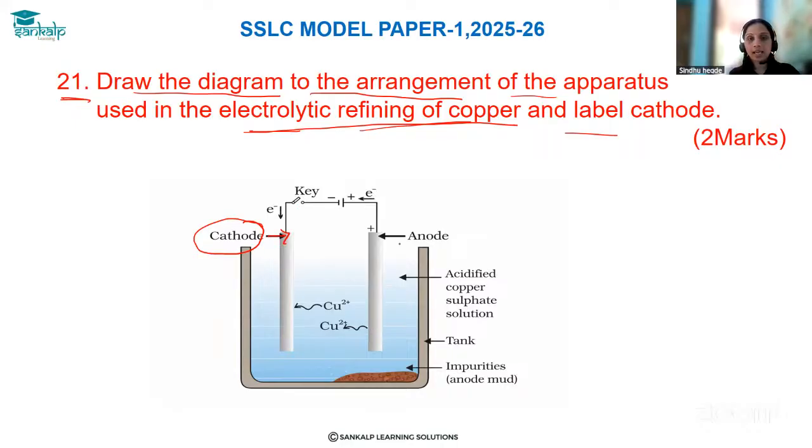Generally it contains anode and cathode, then a battery connection and key. Then this cathode and anode are dipped in one solution, that is copper sulfate solution, and these are the impurities which are collected in the anode. This is collected here. This is called anode mud. This is the arrangement of apparatus which you have to draw in the exam. Okay, in that you just mention the cathode end.